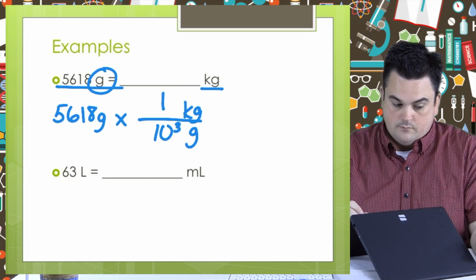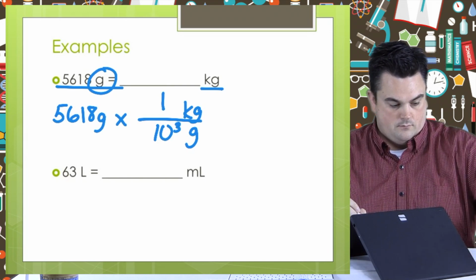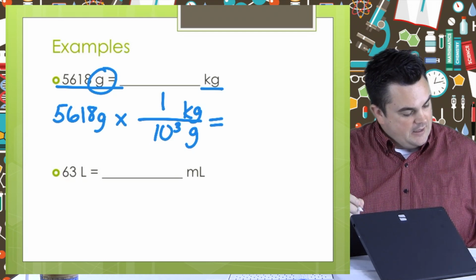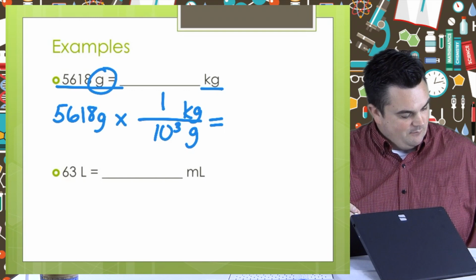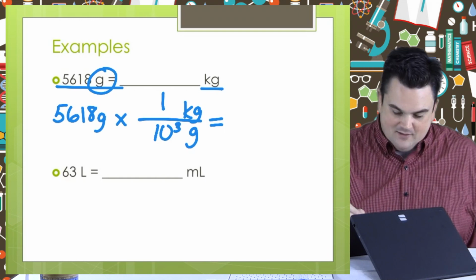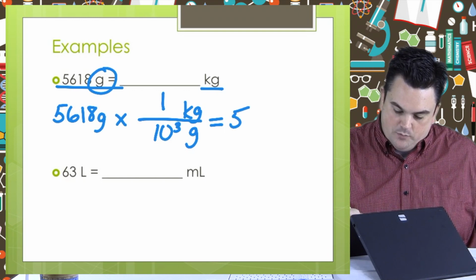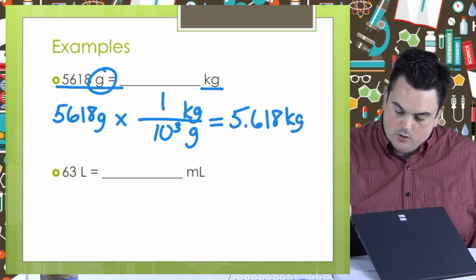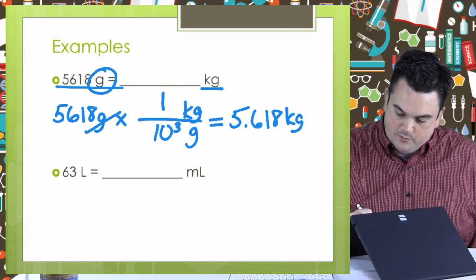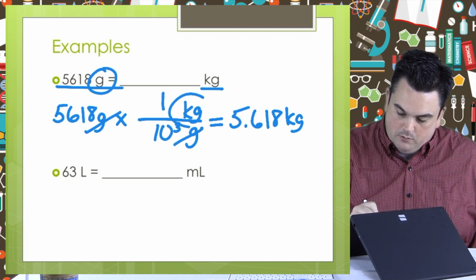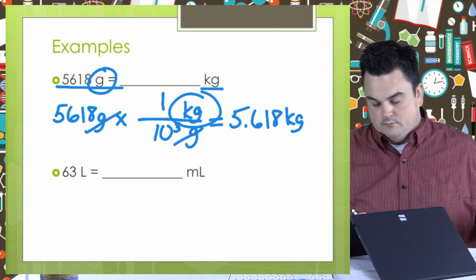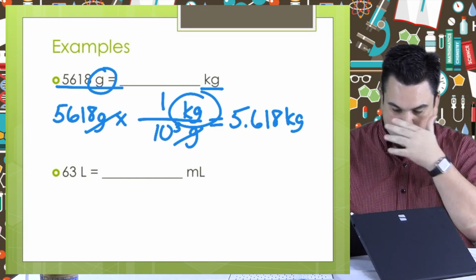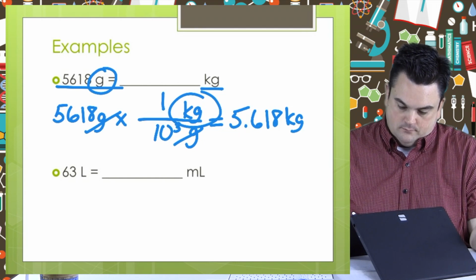All right, we're going to multiply on top, divide on the bottom. Okay, and when I do that, I get 5.618 kilograms, and I know it's kilograms because grams divided by grams cancels out, leaving me with kilograms. Looks good. Now this is a very reasonable number because we see that the kilogram value is smaller than the original gram value. Good job.